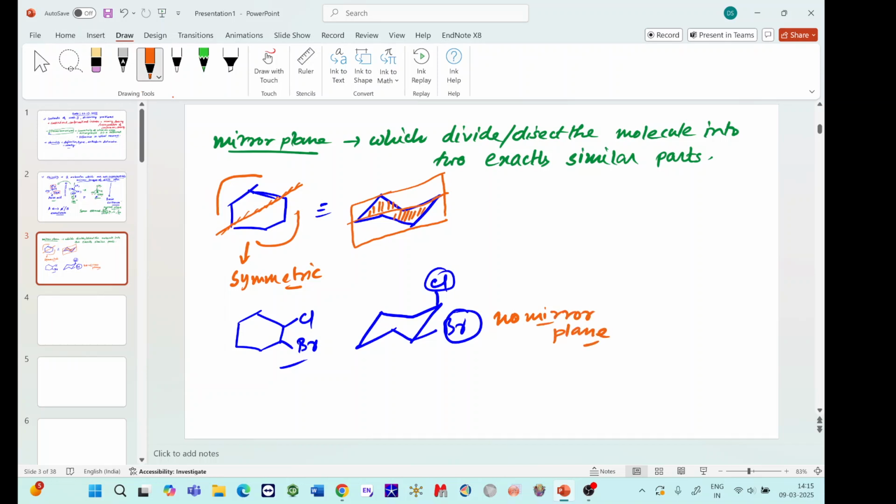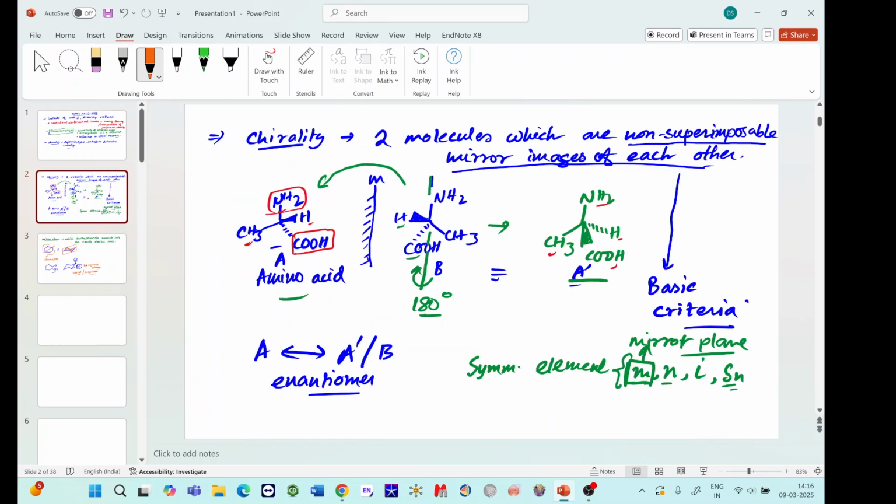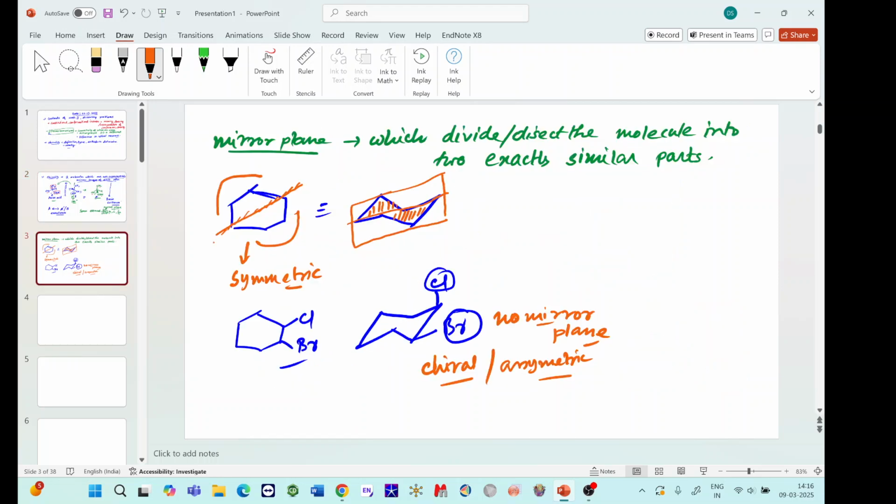Okay, so here this molecule is called chiral, asymmetric. Okay, so chiral molecules should not have any mirror plane. If you have a mirror plane, then what will happen?